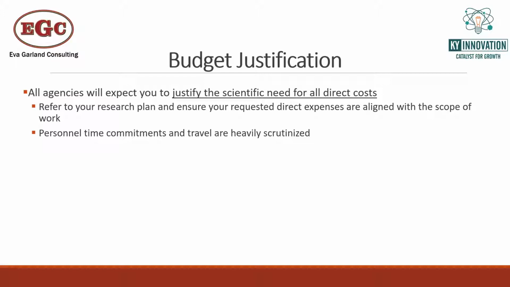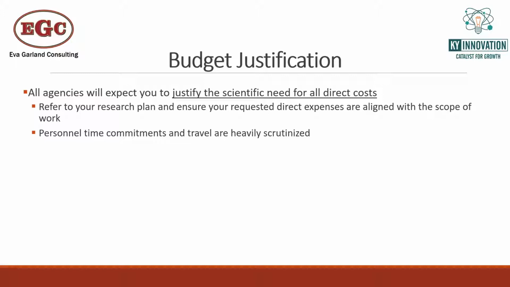Things that are heavily scrutinized: personnel time commitments. If you've got a project where you're saying, okay, we're going to have 1 month of biological assays being run, and the rest of it is really an engineering project, and you put in a biologist for 6 months, that's going to be looked on unfavorably by the reviewers. The reviewers want to make sure that you've justified why that personnel is needed for that entire time that you have them down for.